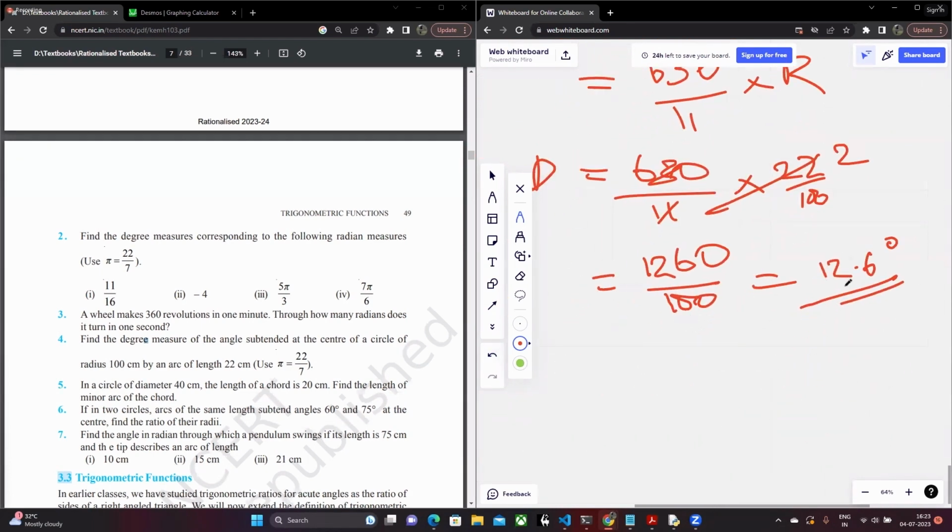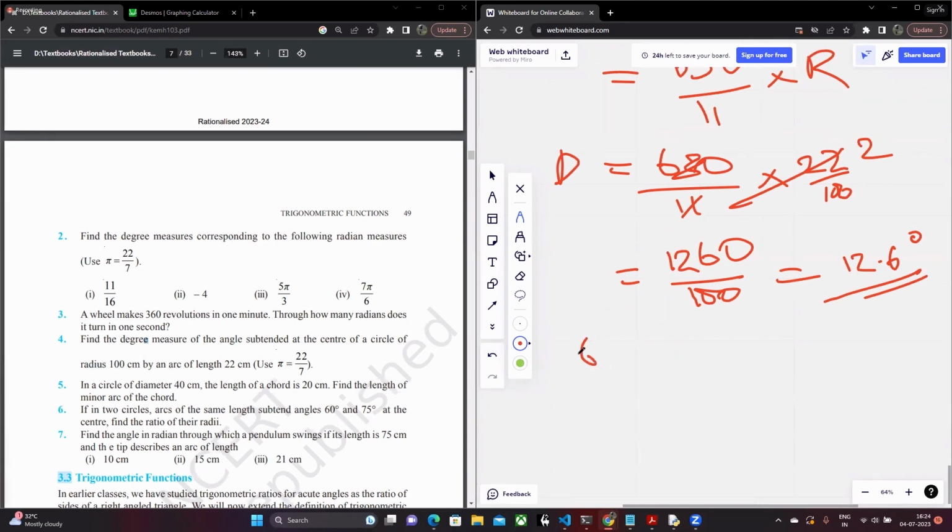Then again, remember that I told you never to leave degrees in decimals. So this 0.6 is going to be 6 by 10 into 60. That is going to be 36 minutes.